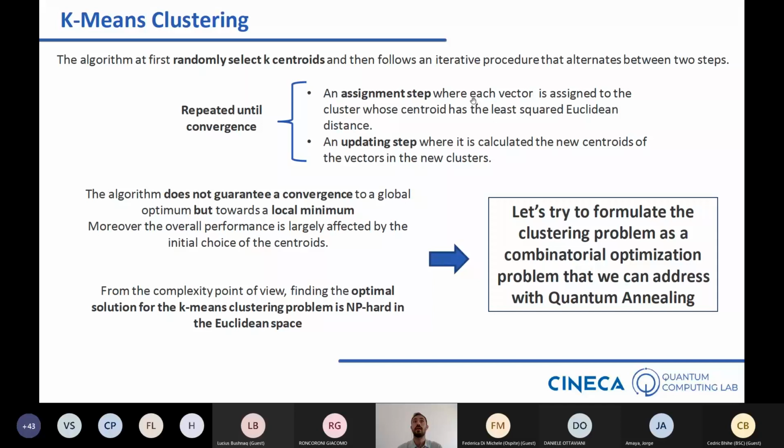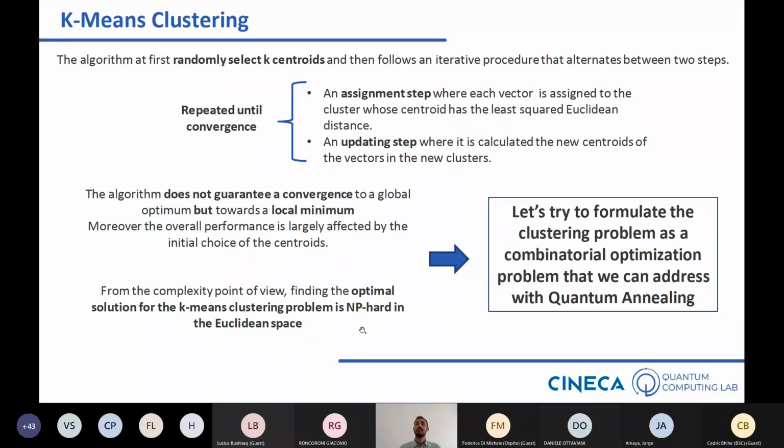You have an assignment step where each vector is assigned to a cluster depending on the Euclidean distance between the vector and the centroid. Then you have an updating step where the new centroid is calculated depending on which vectors are associated to this cluster, and you repeat this process. However, the algorithm does not guarantee convergence to a global optimum, but towards a local minimum. Moreover, as I was saying, the overall performance is largely affected by the initial choice of the centroids. Also, from the point of view of complexity theory, finding the optimal solution for the k-means clustering problem is NP-hard in the Euclidean space.